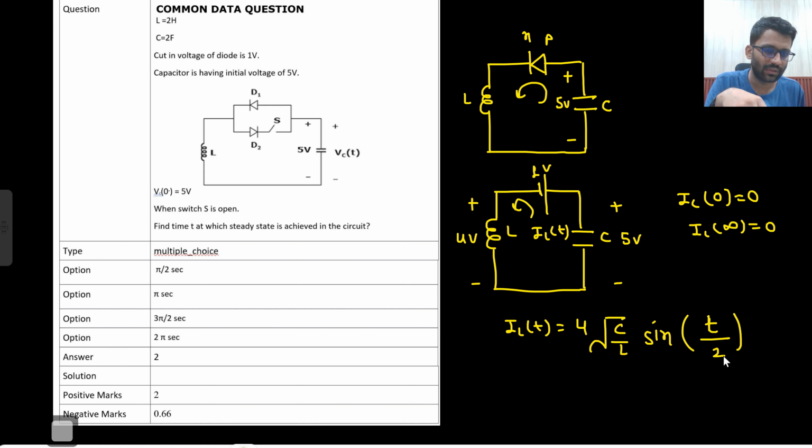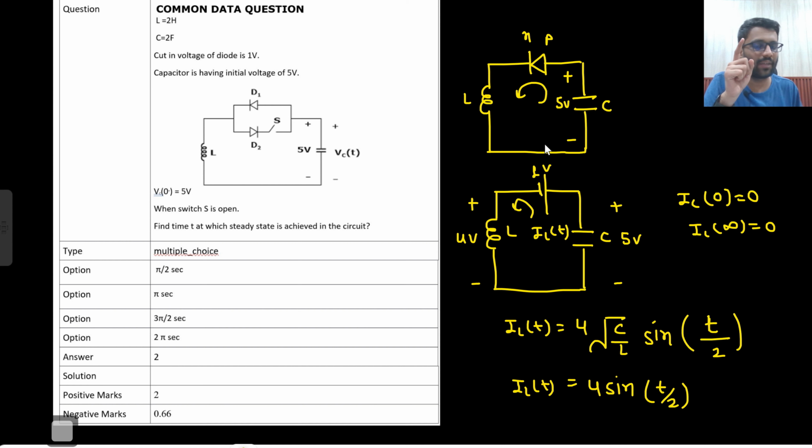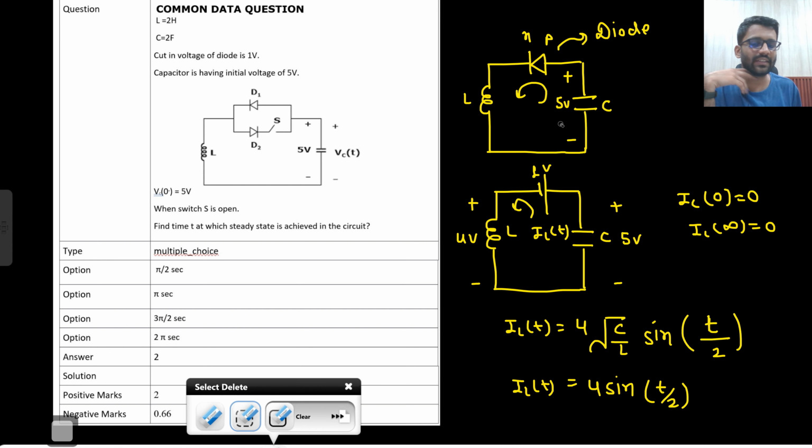The switch S is open. So current is flowing in this manner. But the current is sinusoid. After some time, it will change its direction. If the current tries to change its direction, then what will happen? Diode will be off. Say yes or no? If the current tries to change its direction, then diode will be off.